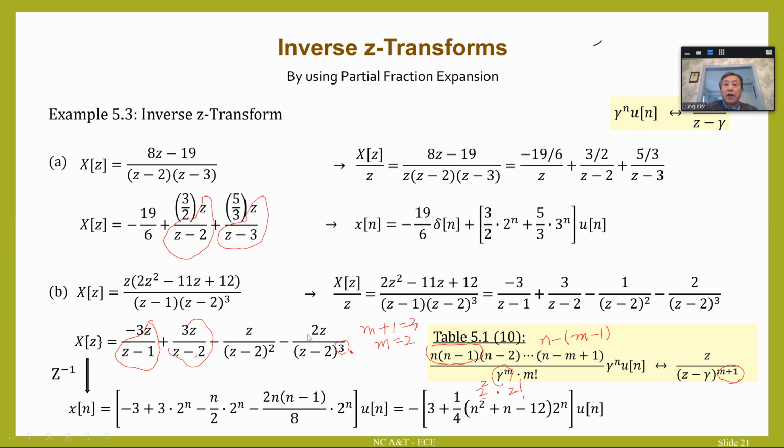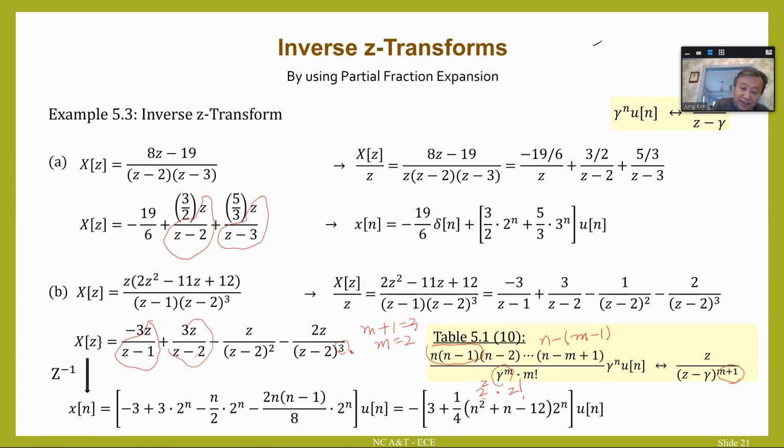And then we have a 2 here, 2 times n times n minus 1, and gamma to the n. Gamma is 2 to the n. So far it's okay, right?